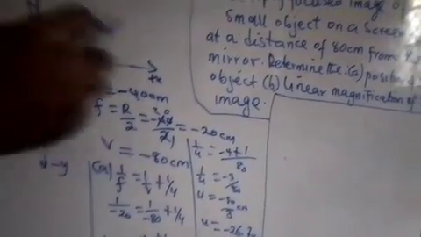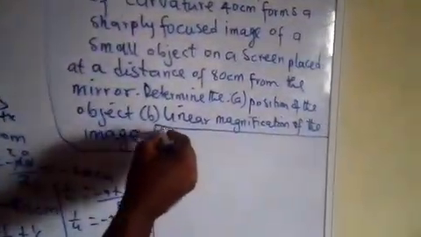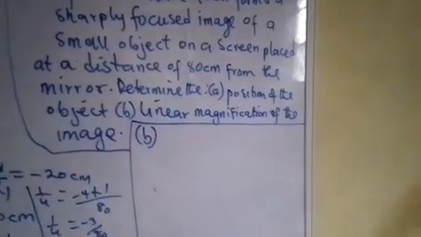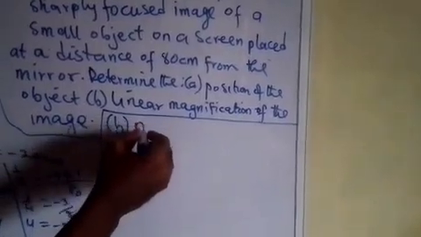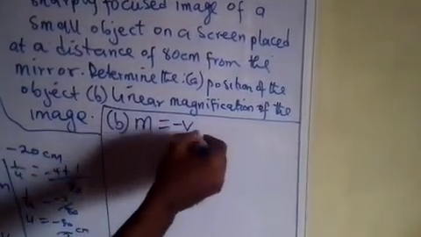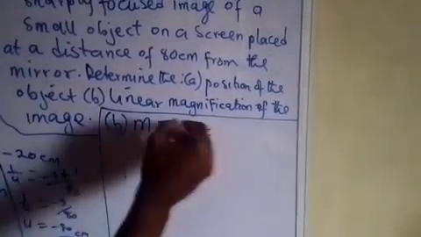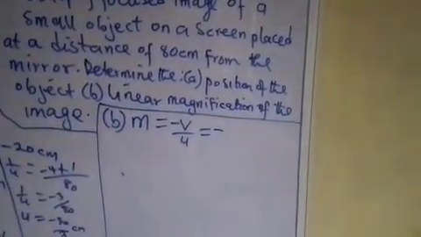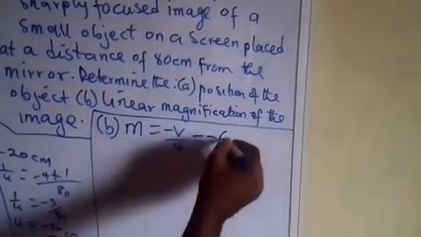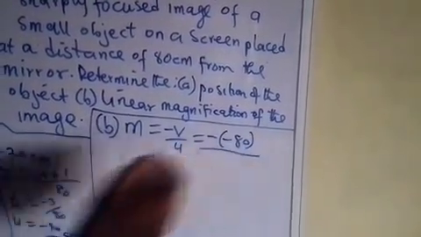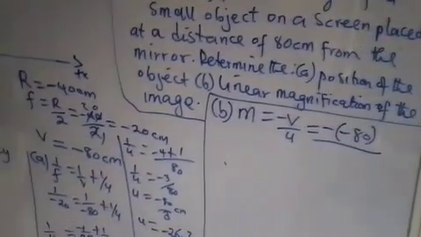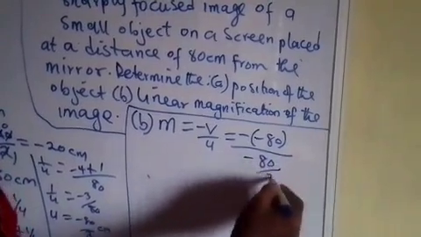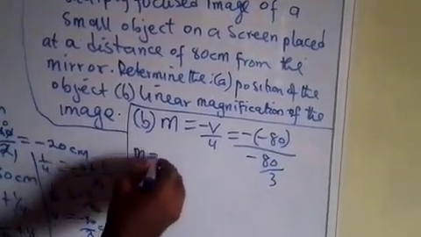Now let's go to the B part. It says we should find the linear magnification. Remember, we're using the sign convention. This pattern is always very easy and simple. Magnification is minus v over u equal to, put the minus sign. What was v? Minus 80. Minus 80 over u. We got u as minus 80 over 3.